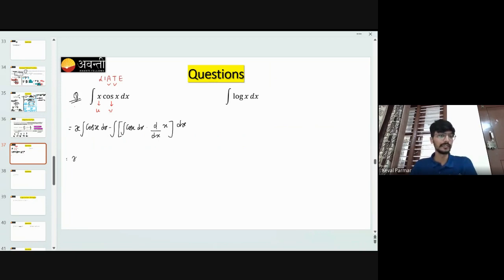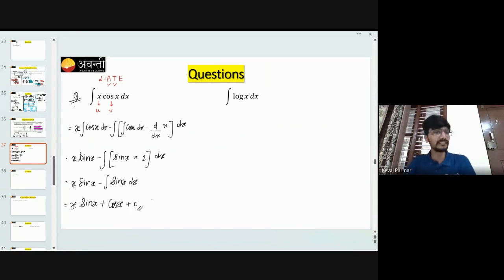So what is integration of cos x? It is sin x. So that will be x into sin x minus integration of sin x into derivative of x, which is 1. So basically what I get is x sin x minus integration of sin x dx. And integration of sin x is minus cos x. So that minus and this minus will become plus, so plus cos x and plus c. This is my answer.